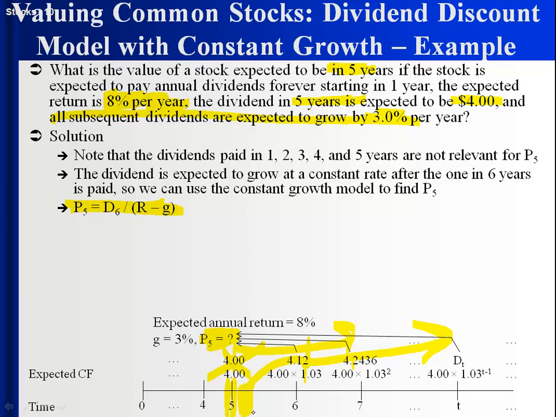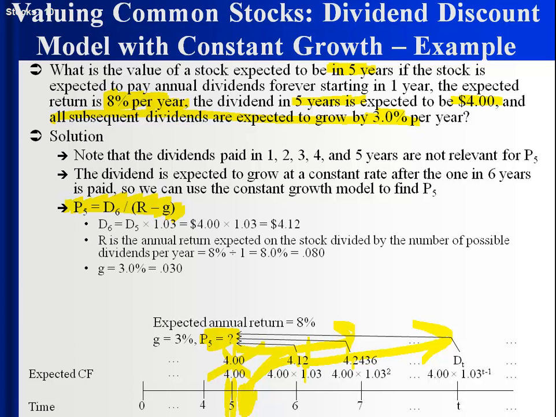So look, here we are at time 5. We get the next dividend. They all grow at a constant rate. This expression's appropriate. But we're not given D6. We're given D5, but we're also given a growth rate. So what's D6? D6 is $4.12. $4 grown by 3% gets you to 4.12. We know R is 8% and G is 3%. And therefore the expected price in 5 years is 82.40.